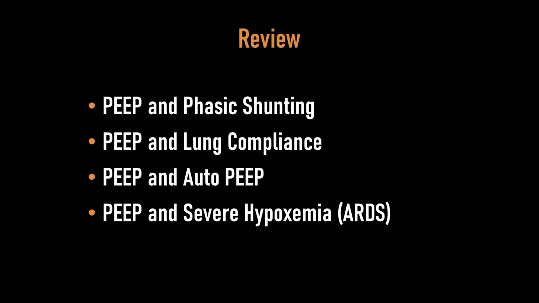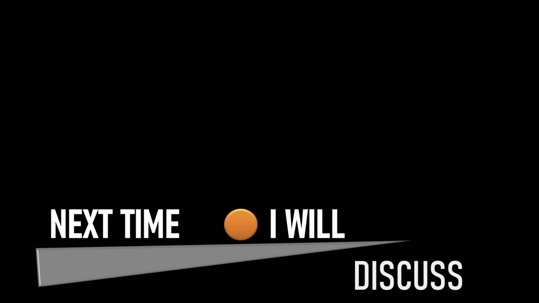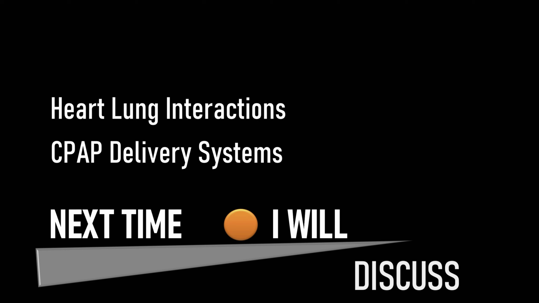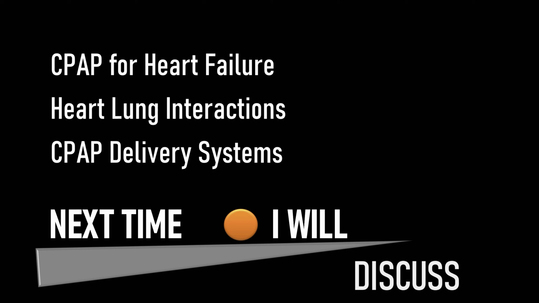Let's review this tutorial. Initially in this tutorial, I discussed the use of PEEP to treat phasic shunting in expiration. We then went on to discuss PEEP and lung compliance and how it affects the volume pressure curve and the impact of auto-PEEP and how to manage auto-PEEP. We also looked at PEEP in severe hypoxemia and how you set PEEP, a subject that I will come back to in a later tutorial. Next time I will discuss CPAP delivery systems, heart-lung interactions, and the use of CPAP for heart failure.